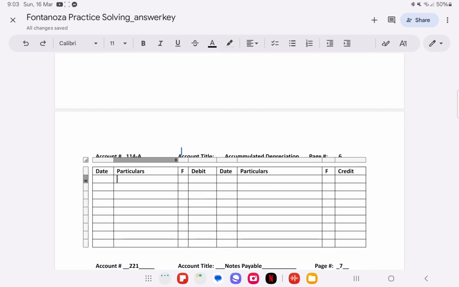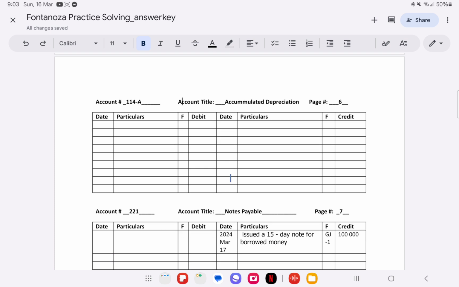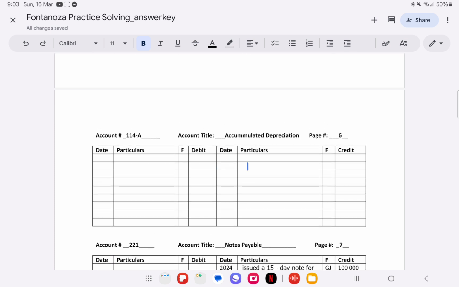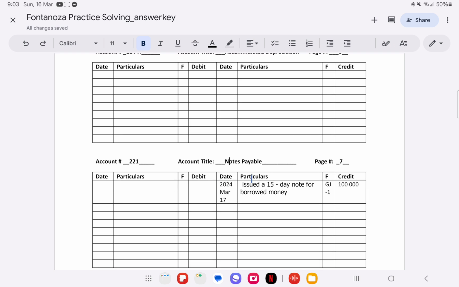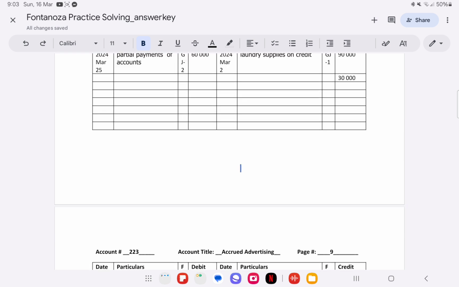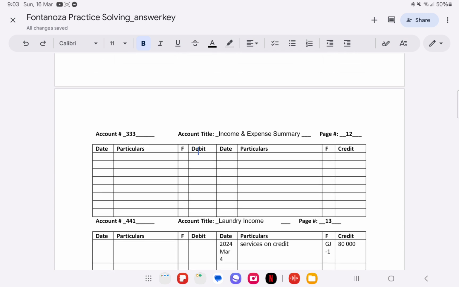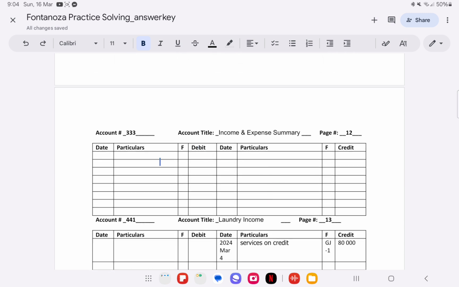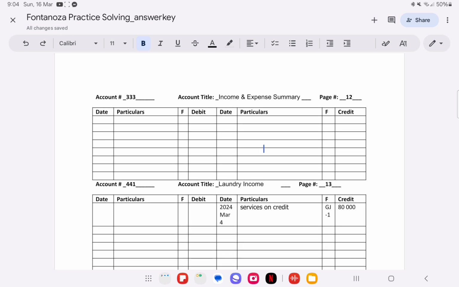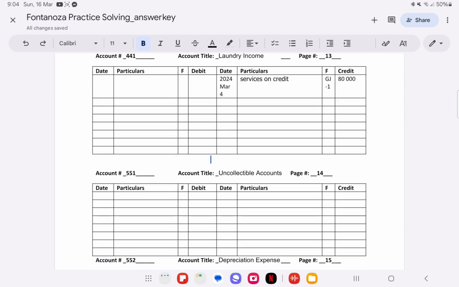You will just indicate, no, since that's given in the chart of accounts, so you should post that to the ledger. Okay, notes payable, no? So even if there is no data, we still put it. Okay, we have accrued advertising, no? We don't have data yet. Income and expense summary, this is the time that we're going to close our ledgers, no? So there's no data yet.